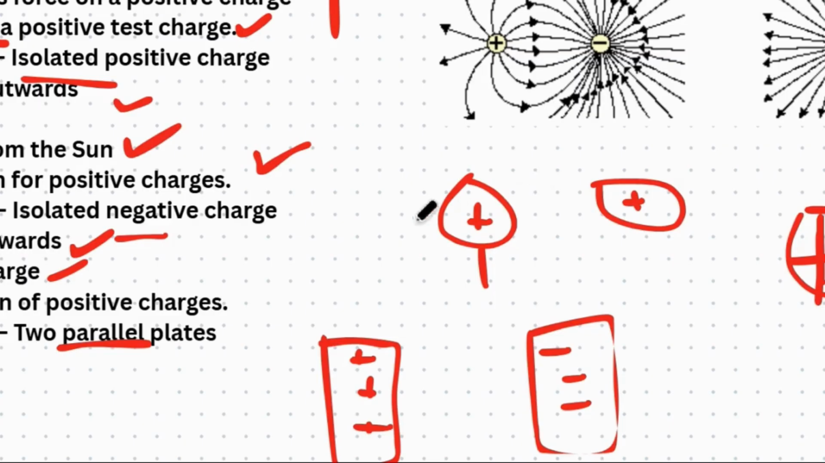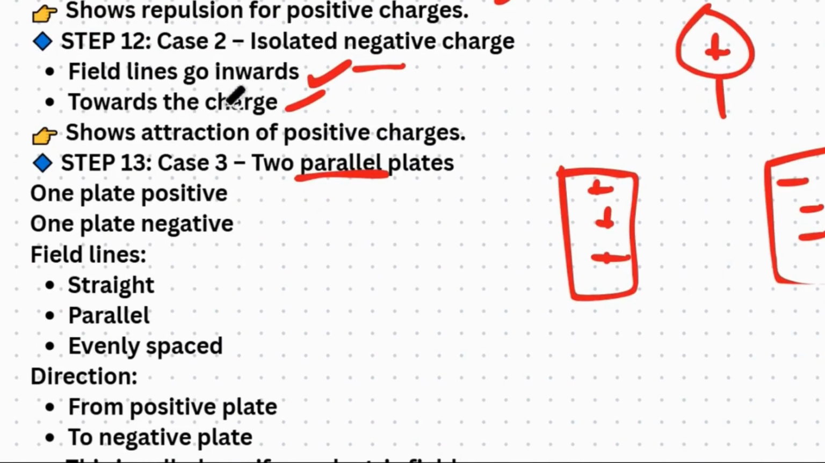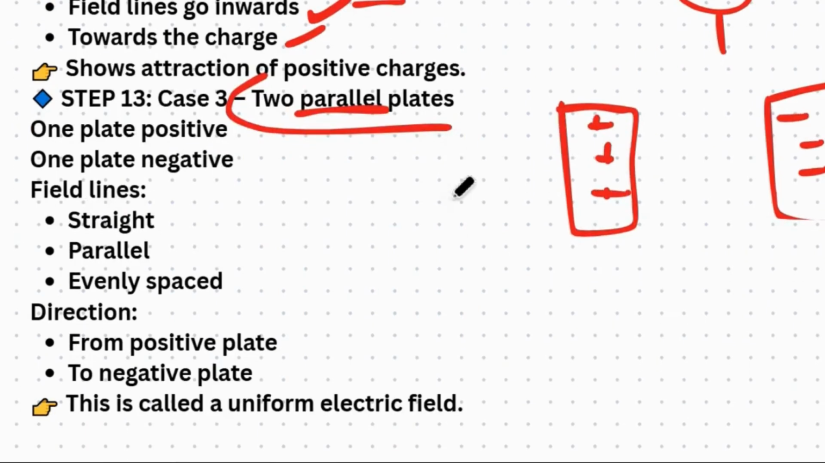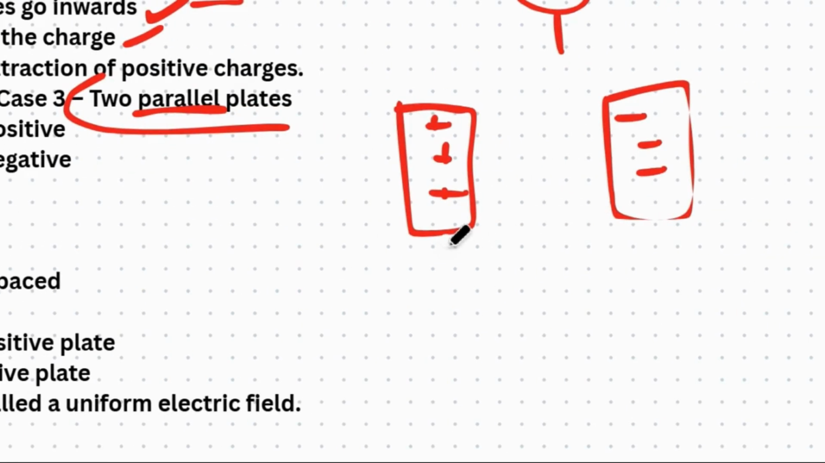Now let's take the case of two parallel plates. What are two parallel plates? These are the two parallel plates. One plate is positively charged, the other plate is negatively charged. Plates are flat, parallel, and very close compared to their size. They are that much close compared to their size.